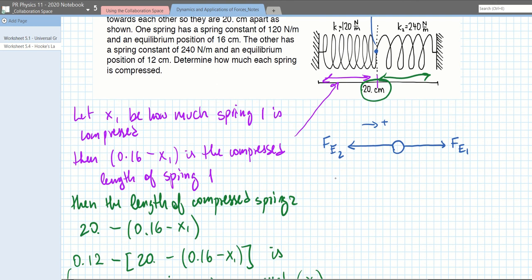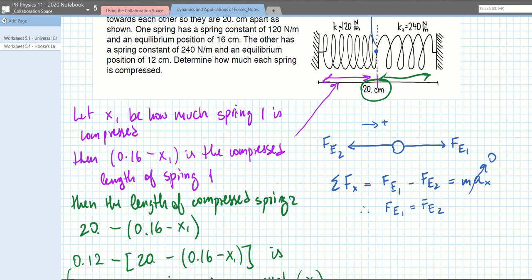So let's write the f-net. In the x direction, we have our Fe1 minus Fe2 equal the mass, which in this case is 0. And because the springs are not moving, they're at equilibrium, so we can treat the acceleration as 0, or for that matter, the mass we're just considering as massless. Anyway, the right side ends up being 0. So we get our Fe1 equal to Fe2.